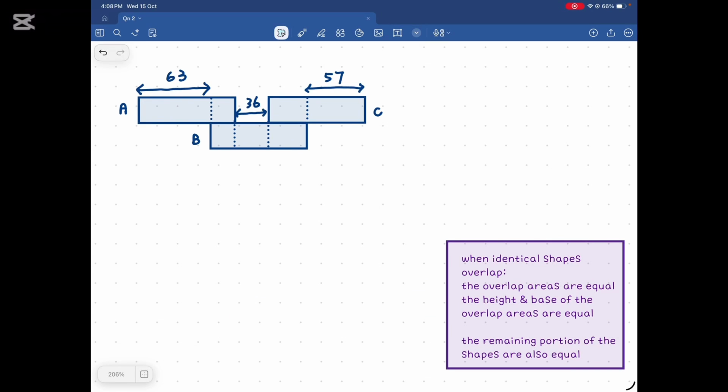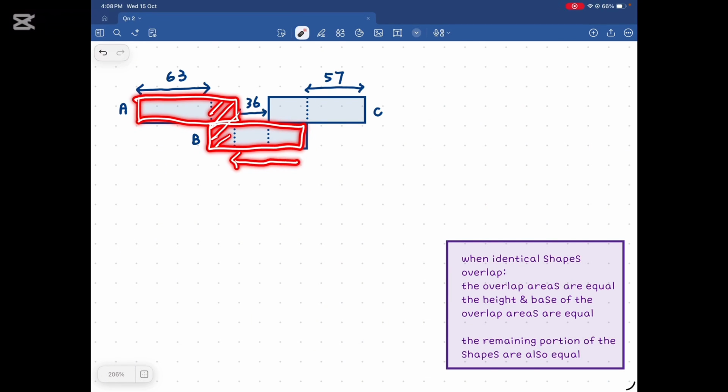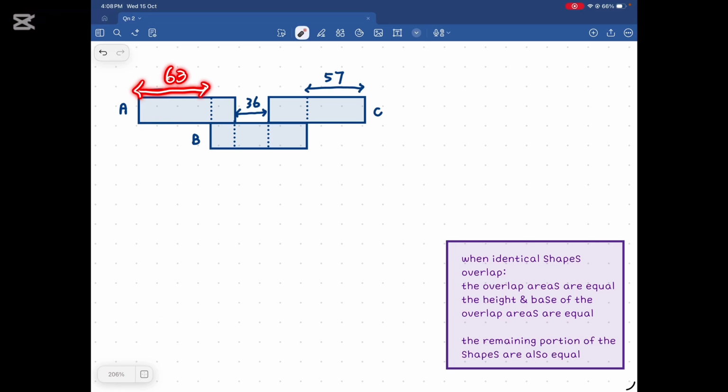Now let's look at the base of the 3 triangles more closely. Based on what we have recapped previously, when 2 identical shapes overlap, the remaining portion of the shapes are also equal. So when A overlaps with B at this part, the remaining parts are also equal. So if this side is 63, I can say that the remaining part here is also 63. Let's mark that in.